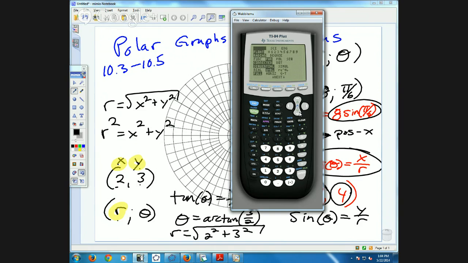Okay. So let's see. I am in radian mode. That's good. So I'm going to go to my home screen. And I want to know what is the arctangent of 3/2. Oops. I did the tangent. I meant to do the arctangent. And that number was not what it was supposed to be. That's better. All right. So what that means is a little less than 1 radian.